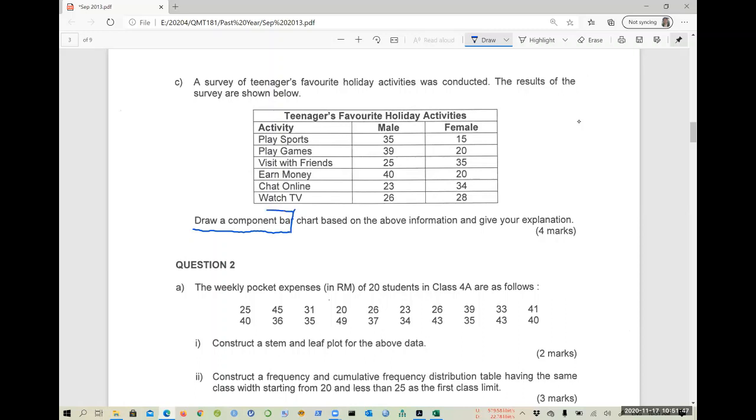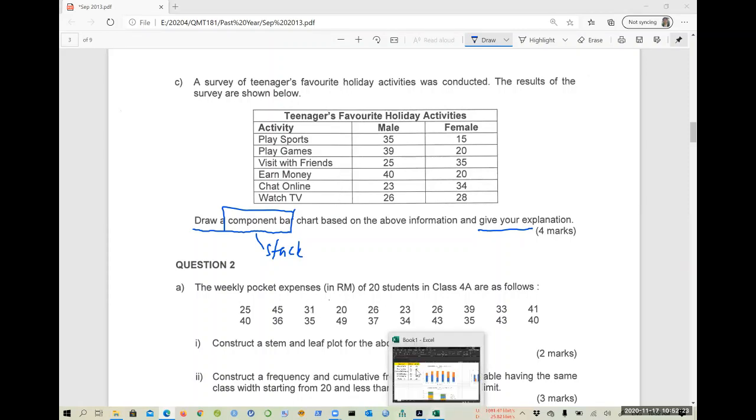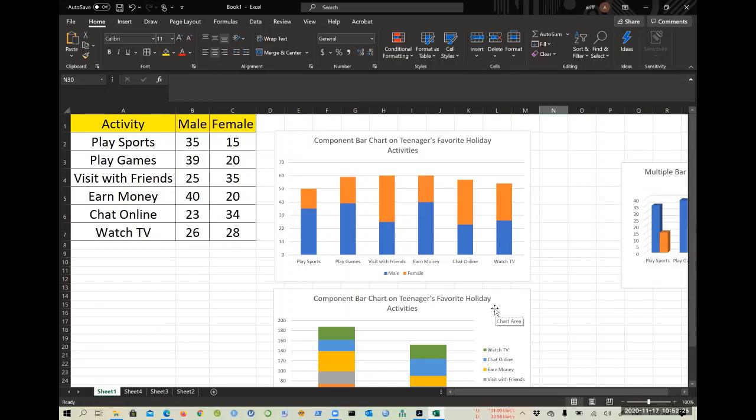Component bar chart, or the other name here, we also call this stack bar chart, which is you are stacking one on top of the other. And then provide any information explanation. So you can just give a simple explanation, you don't need to give a long explanation because it's only 1 mark. Okay, so you can draw this one. I've done this using Excel. So it's supposed to be something looking like this.